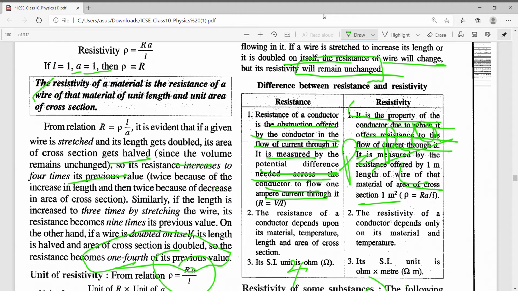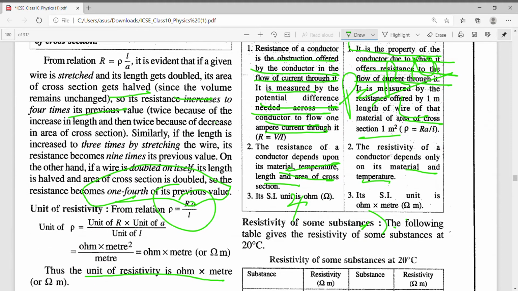So the resistance of a conductor depends upon the material, temperature, length, and area of cross section. The resistivity depends upon the material and temperature only. It is independent of the area of cross section and the length, right? Now let's talk about the SI unit.